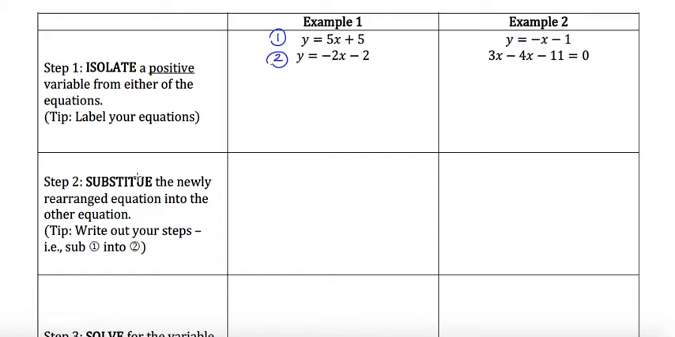Step number 2, substitute the newly rearranged equation into the other equation. And the tip is to write out your steps, i.e. sub 1 into 2. So that's exactly what we're going to do. We're going to substitute equation 1 into equation 2. So y is equal to 5x plus 5 in example 1, or equation 1, and we're going to place this into the value for y.